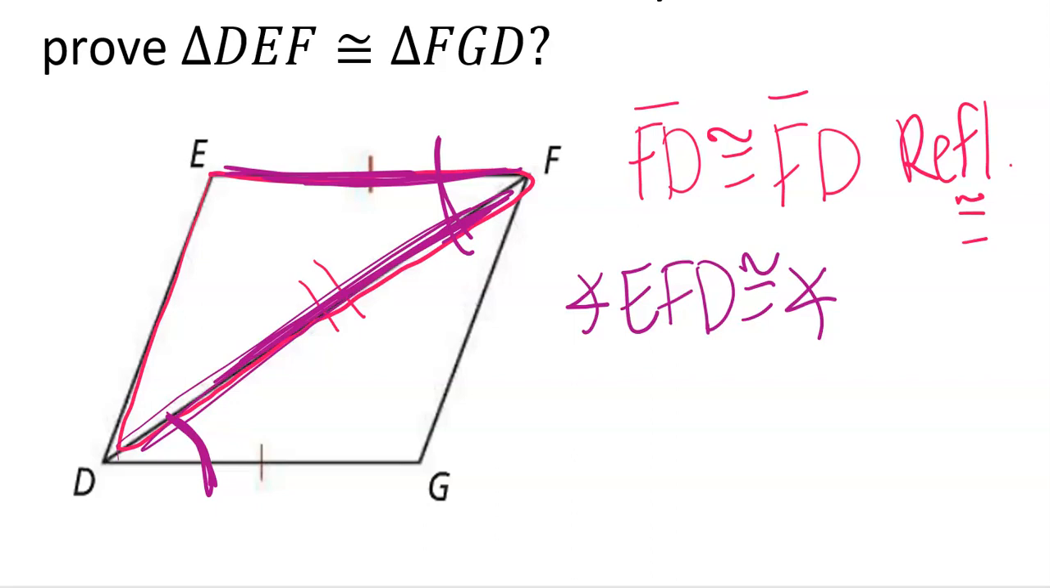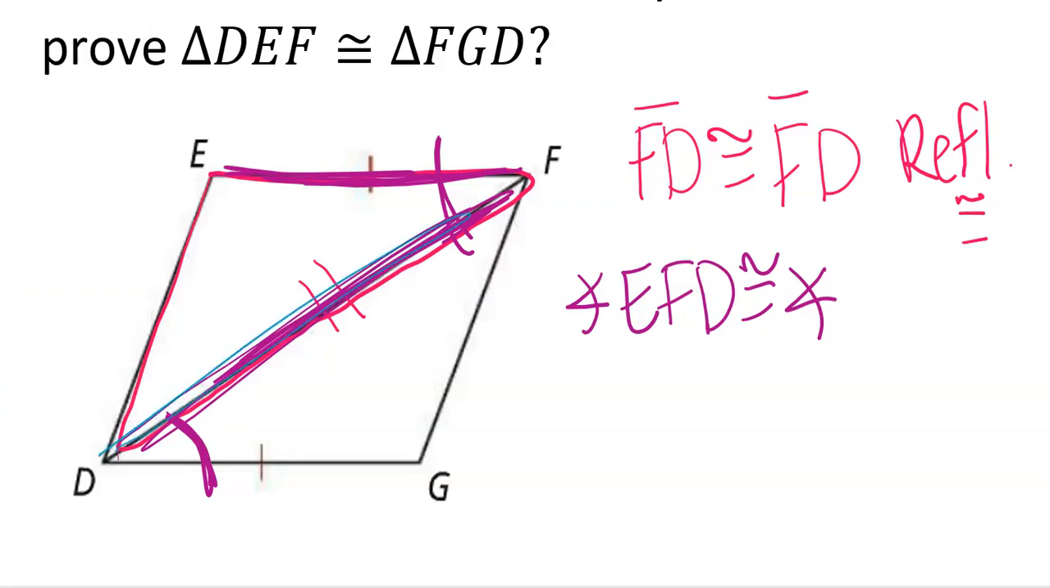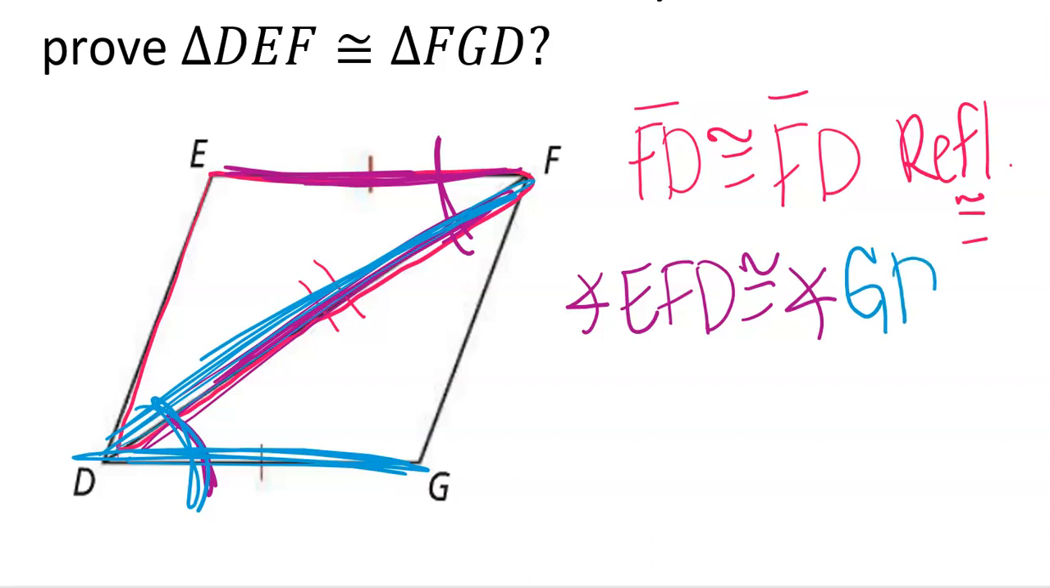So in the one on the bottom, the way that you picked that one out is this side right here and this side right here are the ones that are given. This is the one that's included. So those are the two that are the same. So I'm going to say FDG. Wait, EFD, GDF, sorry. GDF.